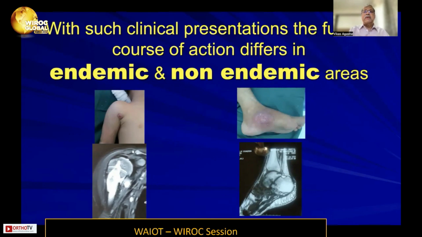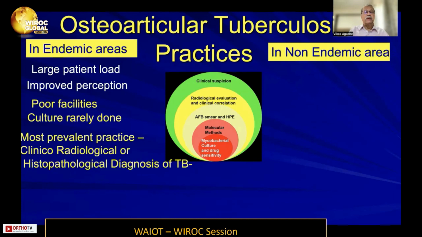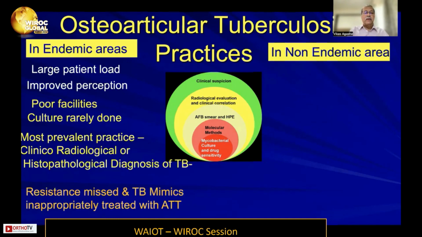Now, I'm sure you must have come across such presentations, a sinus or an ulcer. With such clinical presentation, the course of action differs in endemic and non-endemic areas. In endemic areas, there is a large patient load and improved perception of osteoarticular tuberculosis. However, very often the facilities are poor. Therefore, the most prevalent practice is starting anti-TB drugs on clinico-radiological or at the most histopathological diagnosis. This has a problem of missing resistance as well as TB mimics.